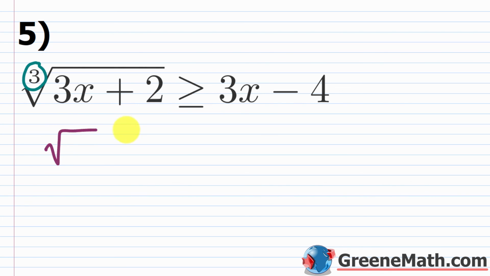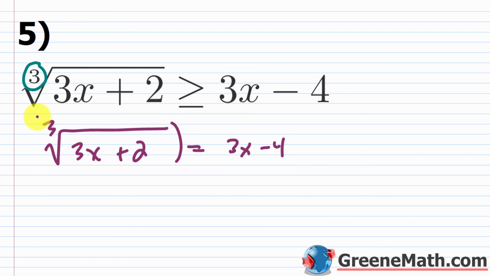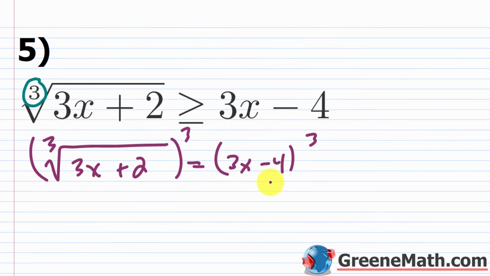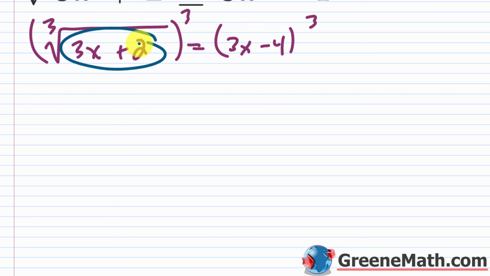So I'm just going to say that the cube root of 3x plus 2 is equal to 3x minus 4. I'm going to get the boundary, and then I'm going to test on each side. So for this one, I'm just going to cube both sides. And this is going to rely on our formula. So hopefully you remember that. Over here, I just get the radicand.